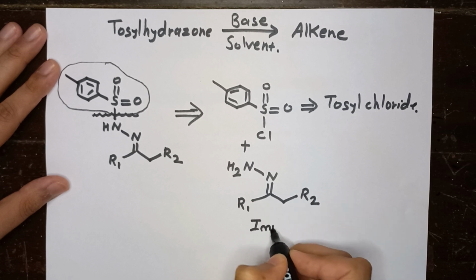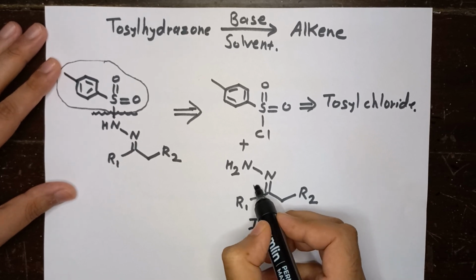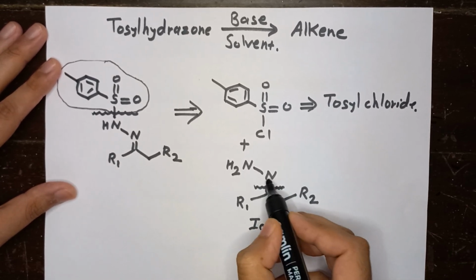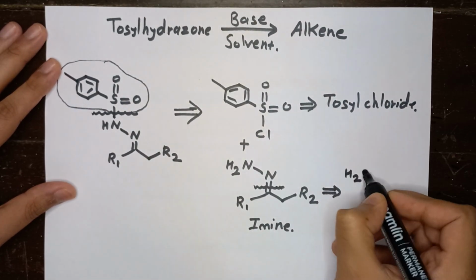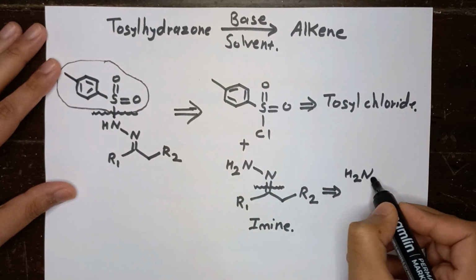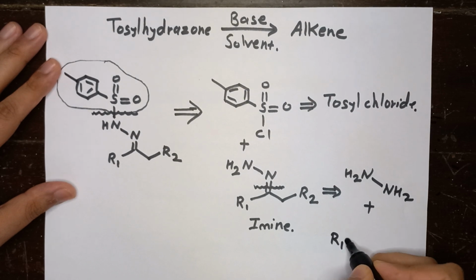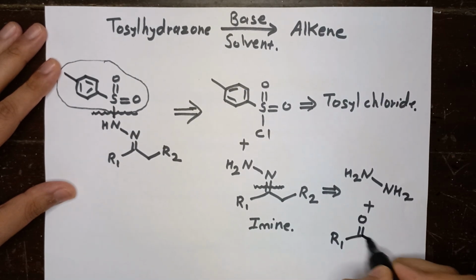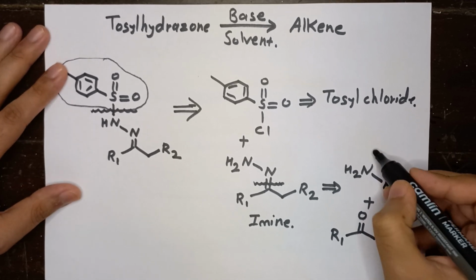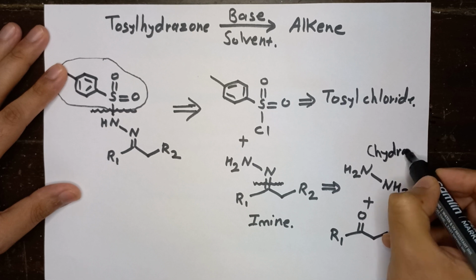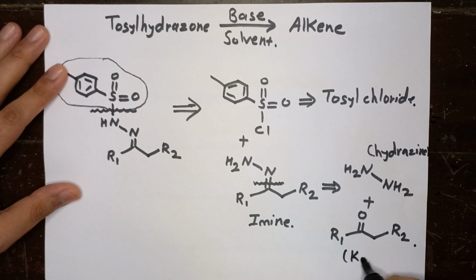This imine, we know that we can generate imine from this part if I keep a ketone here and react it with amine. So this is going to be NH2 and the other part will be ketone. So this is my hydrazine. This molecule is called hydrazine and this is my ketone.